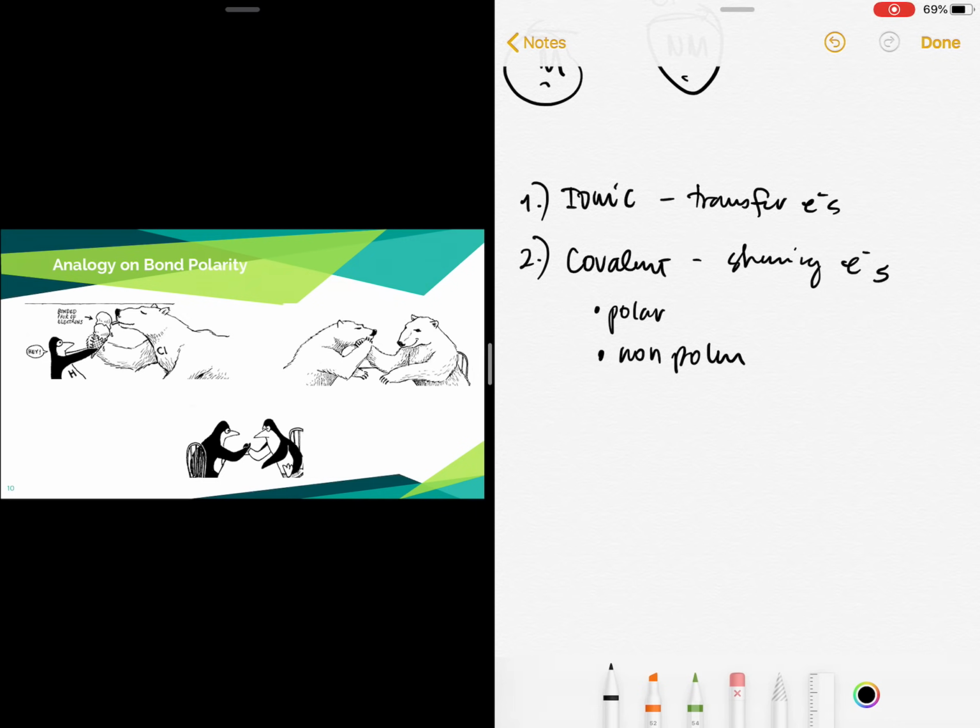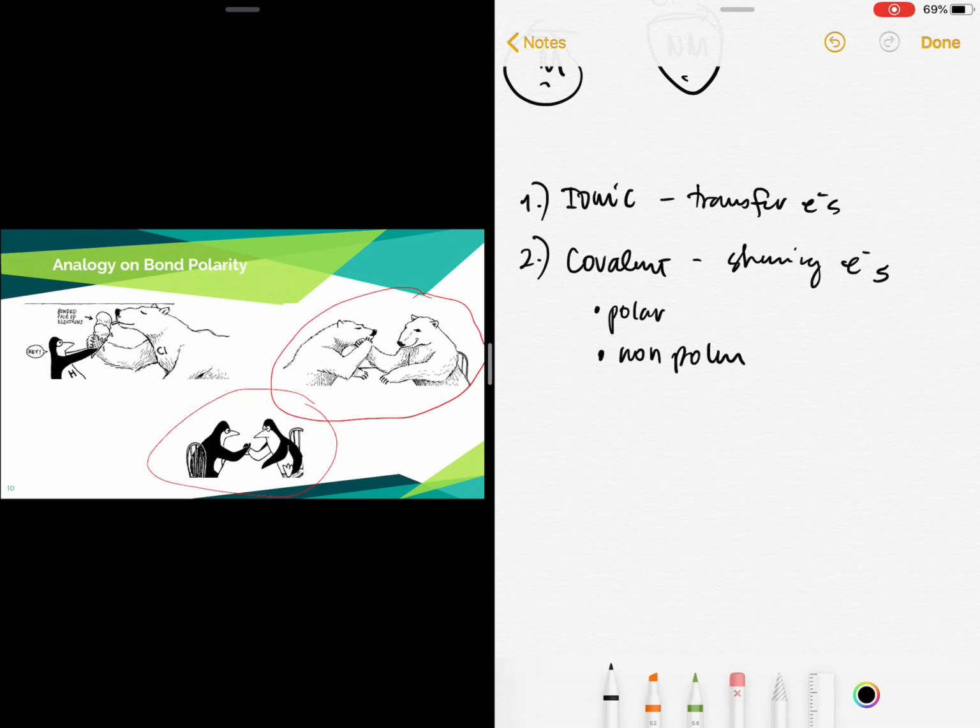So if you're going to look at this one, these are pictures ng bear at saka penguins na nag-arm wrestling, no? So parang ganun lang din yung analogy ng bond polarity natin. So if you're going to look at this one, this second picture right here, so you have a bear wrestling with another bear. So assuming that their strength is equal, so mahihirapan yung bawat isa, no, na patumbahin yung arm nung isa. And kung yung penguin, same goes. Ganun din, di ba? Assuming that they have equal strength.